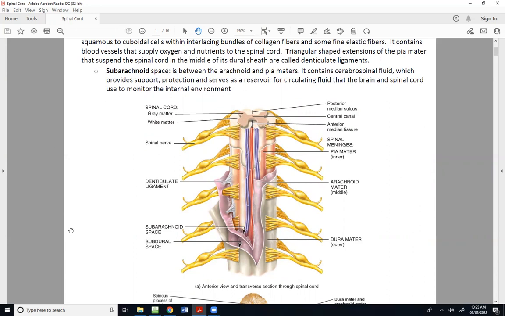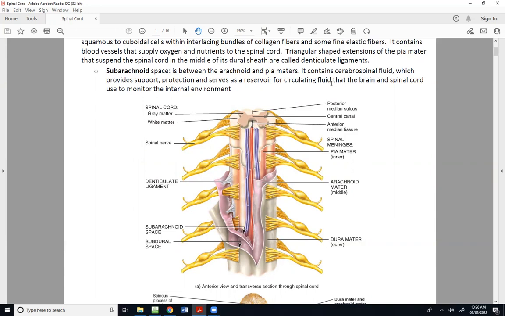They are extensions of the pia mater that help to suspend the spinal cord in the middle of its dural sheath. Okay. And then just like between the dura and the arachnoid mater, between the arachnoid mater and the pia mater is another space called the subarachnoid space, which I would highlight contains cerebrospinal fluid to provide support, protection, and a reservoir for circulating fluid our brain and spinal cord use to monitor the internal environment.